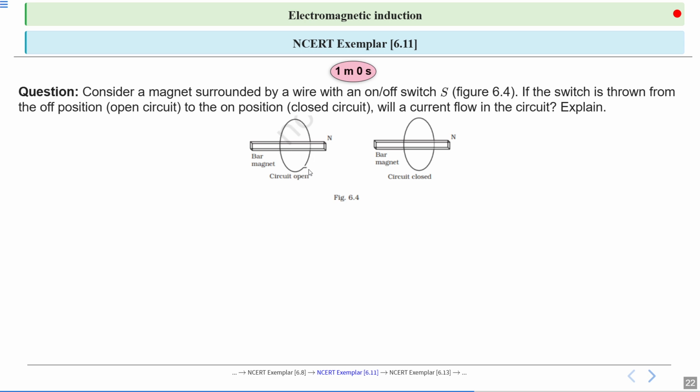Initial condition, circuit is open, key is open. When we tap the key and close the circuit, there will be an on position, that means closed circuit. Will EMF be induced in this coil or current flow in the circuit? If there will be an EMF or current, explain why. And if there will not be any current or EMF induced in the circuit, then explain that also. Okay, I will give you some time to think about it.